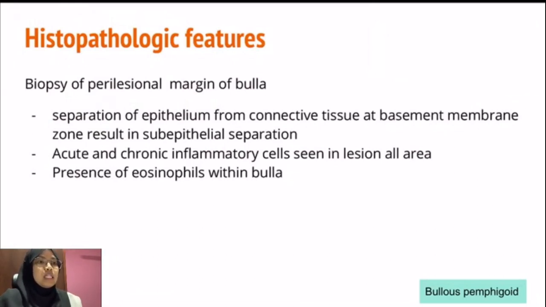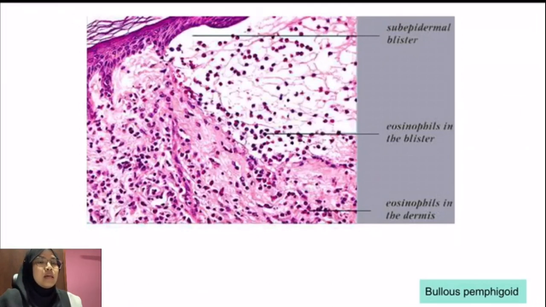Here are the characteristic features in bullous pemphigoid. In this picture, you can see the subepidermal blister and also eosinophils in the blister. There are also eosinophils in the dermis.